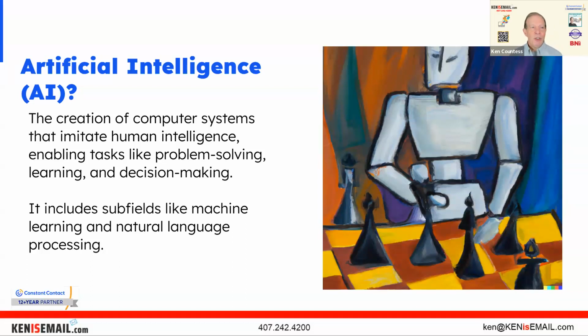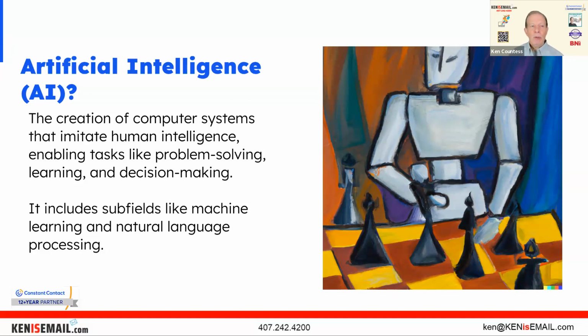So I asked AI to define itself. I asked AI, give me an image too of what AI is. And that's what you're seeing here. And this was actually created by artificial intelligence. You see, AI is the creation by computer systems that imitate human intelligence, enabling them with tasks like problem solving and learning and decision making. And essentially, AI is an automated program. It's designed to simulate human behavior or human learning patterns.